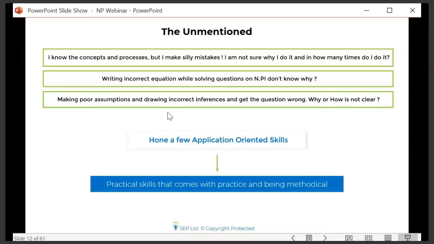So the reason I'm saying that you need to track it is because sometimes, if you're not doing well in number properties or any topic at all, it could be because you're making these kinds of mistakes, and the problem is not number properties. Only when you track this will you be able to understand what you need to do to improve.